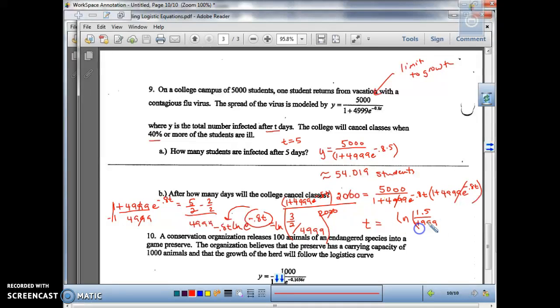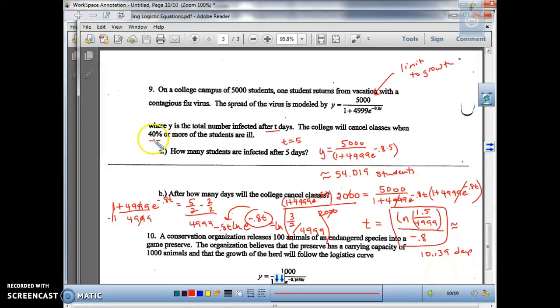If you notice, I have not touched the calculator, and that's what I want you to do. I want you to set it all the way up and not waste any time plugging anything into the calculator and writing it down. Get all the way down to exact form, and then you can plug it in the calculator. When you do, just be careful, and you should be getting 10.139, and this will be days. So somewhere in the 10th day is when they're going to have to cancel classes.